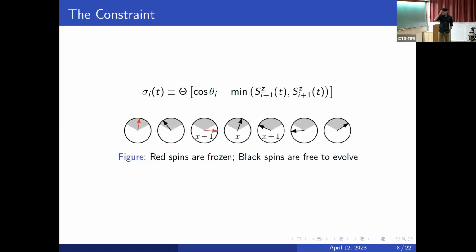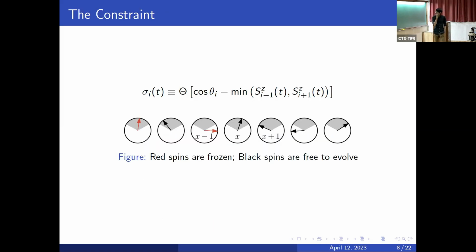So the constraint that we put in is simple. A spin at site i is constrained if both of its nearest neighbors lie in a prohibited zone of their own Bloch sphere. So in the schematic, for example, the spin at x minus 1 is frozen because x minus 2 and x plus 1 both lie within the grayed out region of their own Bloch spheres. So at this time step, the spin at x minus 1 will not evolve, but the spin at x will evolve because the spin at x minus 1 is outside the prohibited zone, and so the spin at site x can evolve in time.